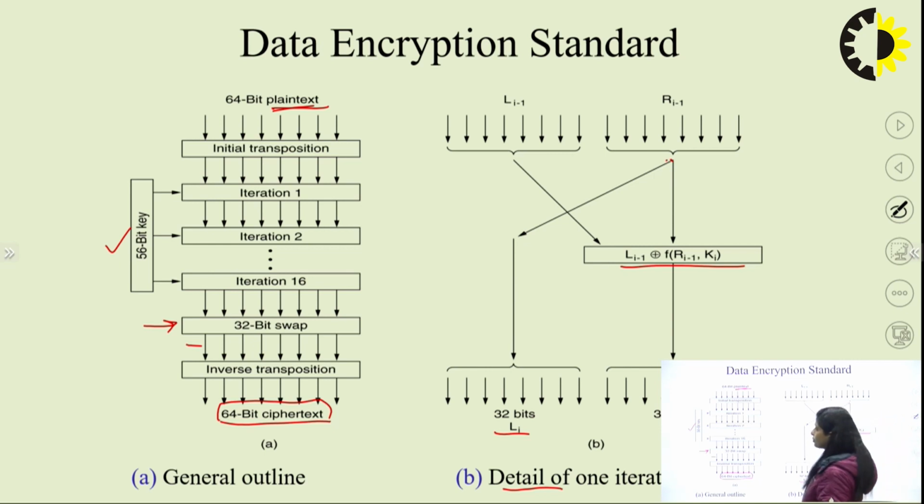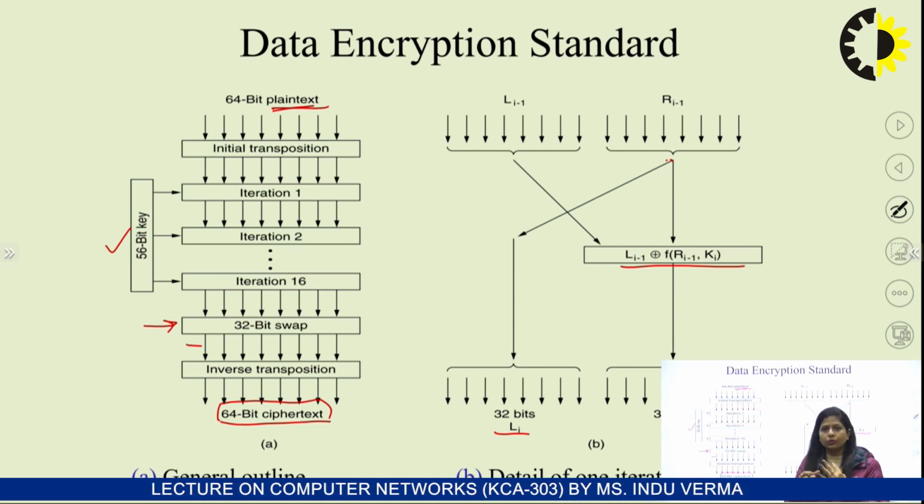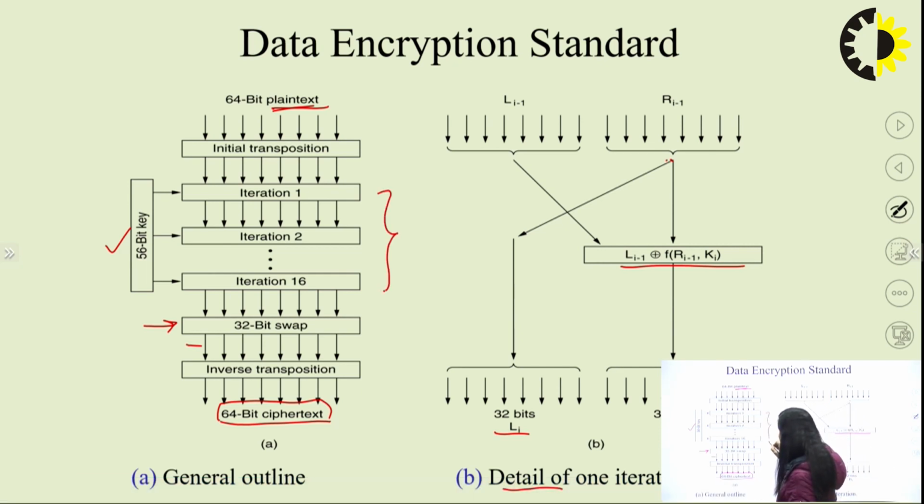The same process is getting repeated 16 times, right? Every time this is getting repeated. One iteration to second iteration, third, fourth, up to 16th iteration. The same process will be going on. And then again we will be having a 32-bit swap, fine, and then we will apply an inverse transposition.